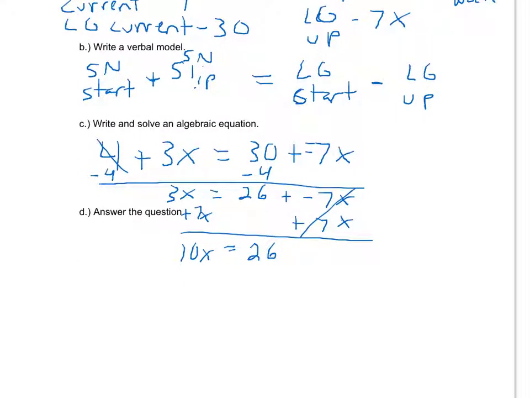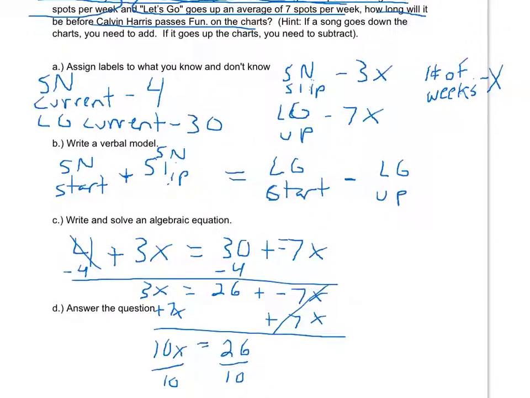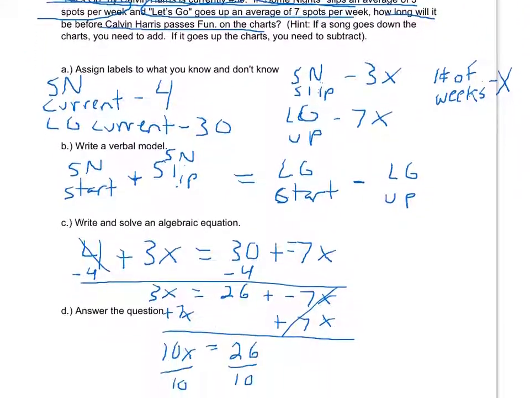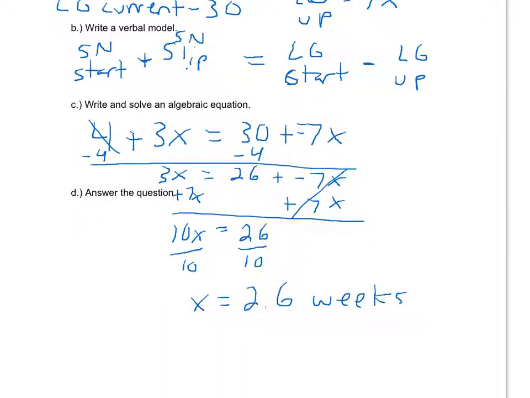Now I isolate my variable. Divide by 10. I get x equals 2.6 weeks. So in 2.6 weeks, remember, because x is the number of weeks, they should be equal to each other. Well, the Billboard charts don't come out in half weeks. They come out once a week.